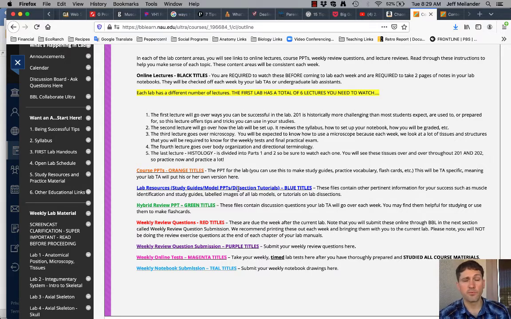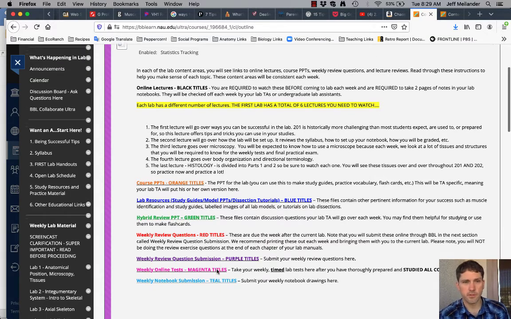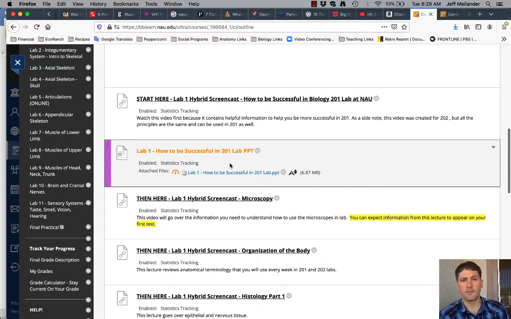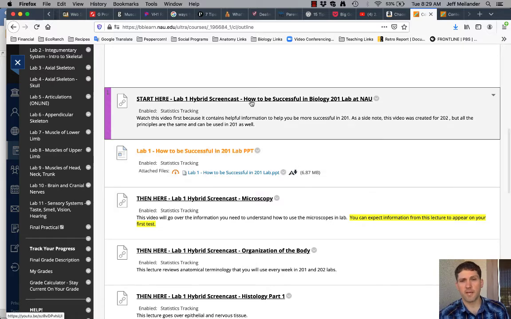These are here as helpful tools for the students. Hybrid review PowerPoints are in green. Weekly review questions in red, and the weekly review question submission in purple. Tests in magenta, and notebook submission in teal. So I started running out of colors because there's a million things here. But you can see that they have this how to be successful in lab. Right below it is the PowerPoint that accompanies that lecture.